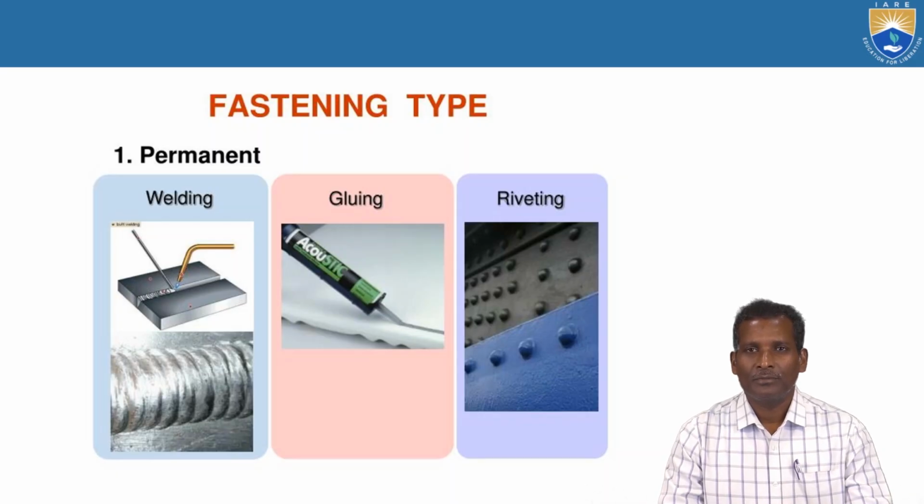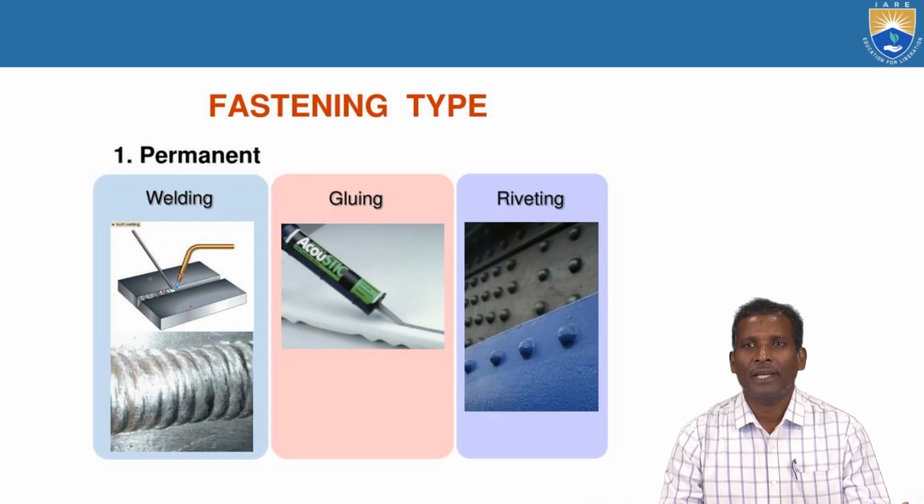First of all, you should know the fastening types. How many types of fastenings are there? It means the types of joints. Already in the last sessions we have discussed this classification.